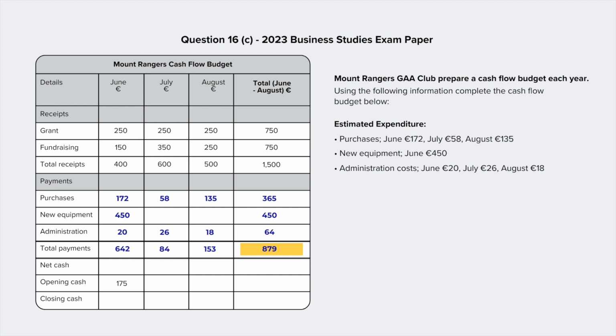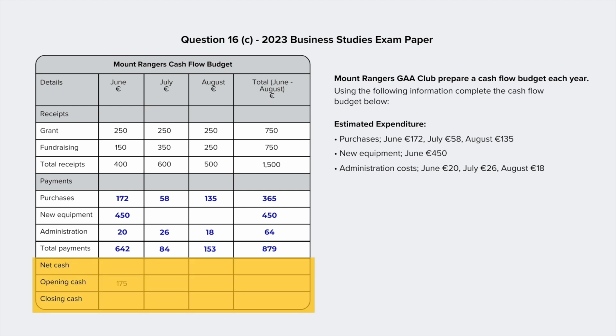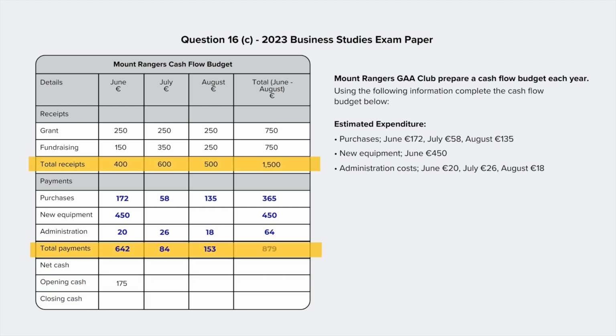Now we know what our receipts, which is money we received, is, and our payments, which is money we spent, is. We must find out how this leaves our bank balances for each month by calculating our net, opening and closing cash balances. We'll start with our net cash, which is basically just receipts minus payments. In other words, what we received minus what we spent. So in June, we received €400 and spent €624, which leaves us in a deficit or a minus of €242. It's in red, just to indicate that it's a deficit, and always remember that a deficit goes into brackets.